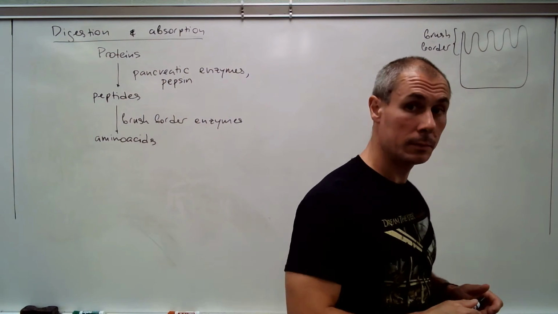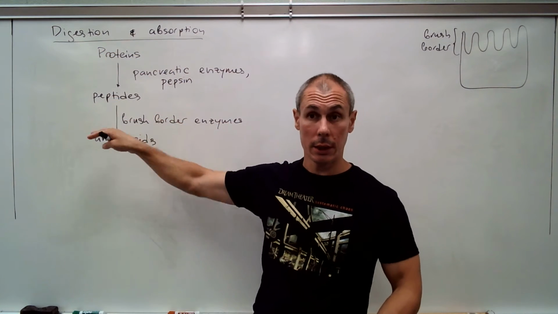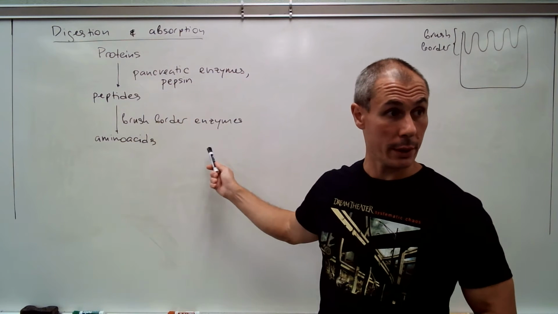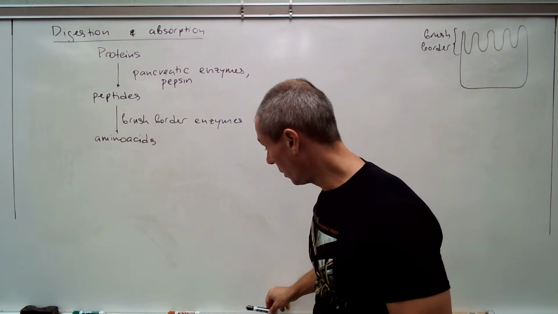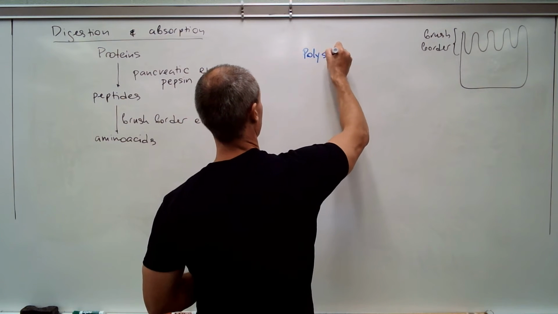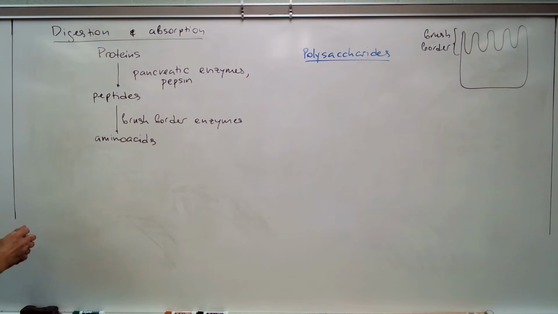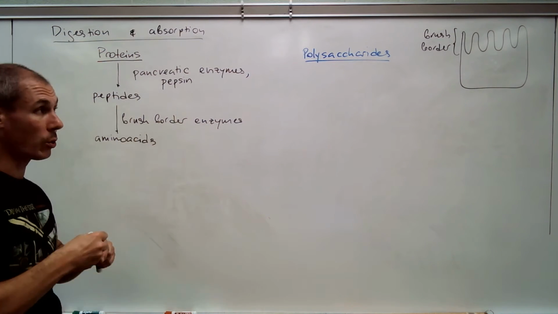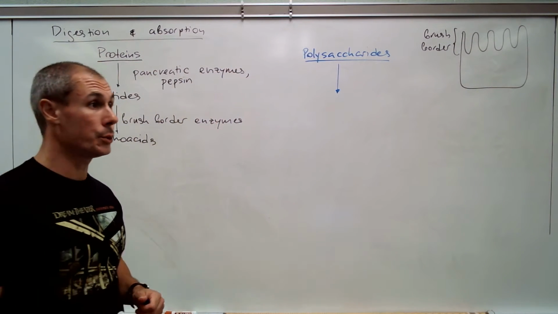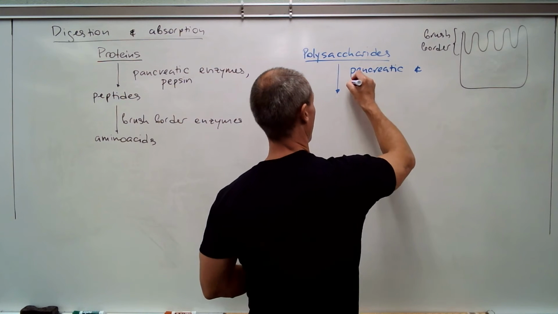Okay, makes sense so far? So you're progressively breaking down large biological molecule, macromolecule, into smaller, into individual building blocks. And that happens, pancreatic enzymes, brush border enzymes. We good? Now, here I'm going to put polysaccharides. Okay. I want to highlight the similarity between large proteins and large polysaccharides. So polysaccharides will be broken down to smaller chunks by the pancreatic and salivary amylases.